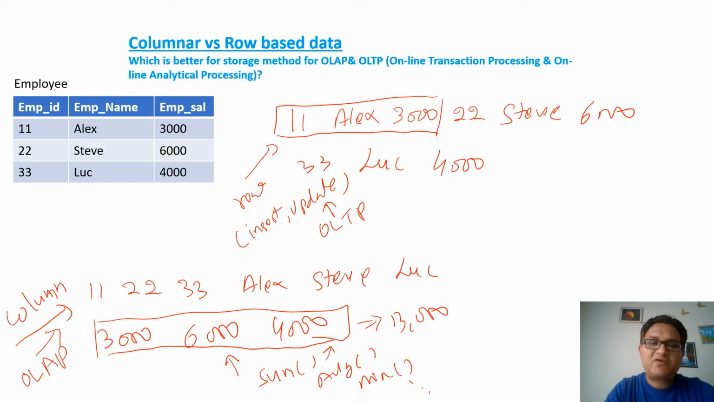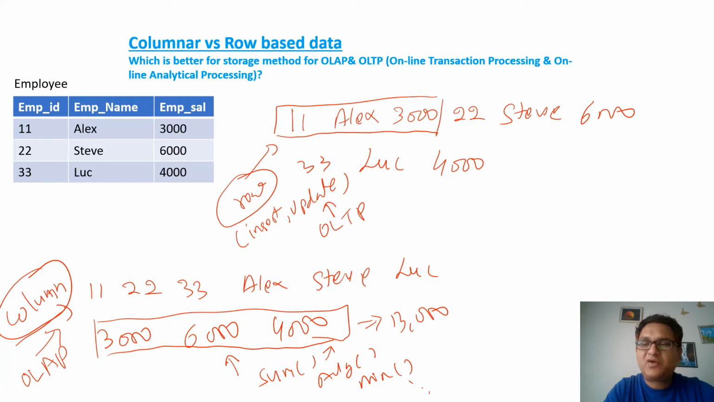Or maybe tomorrow I want to do some kind of insert or update. If you are taking a columnar approach, it is very slow compared to the row-based approach, right? Both approaches, row-based and columnar, have some advantages and some disadvantages. The row-based advantage is that any kind of insert, update, delete is very fast. We can do that easily. But doing the same kind of operation in the columnar format is not efficient.